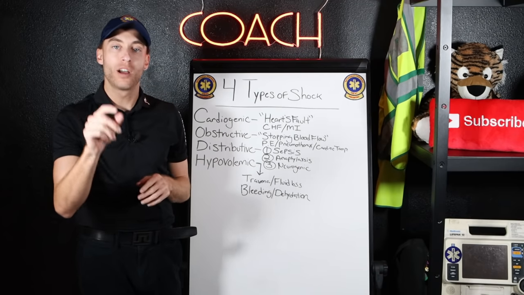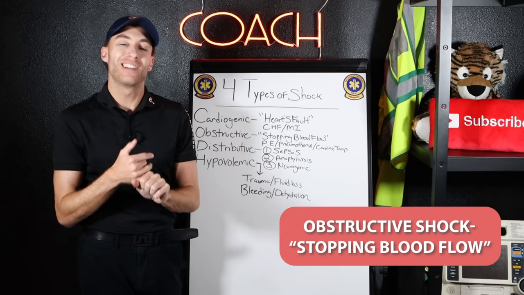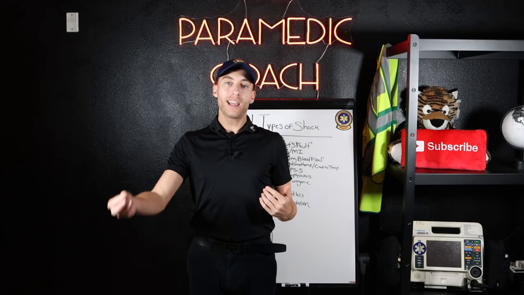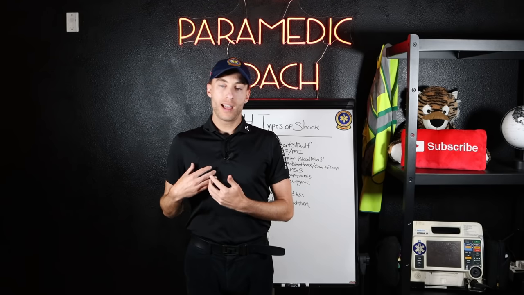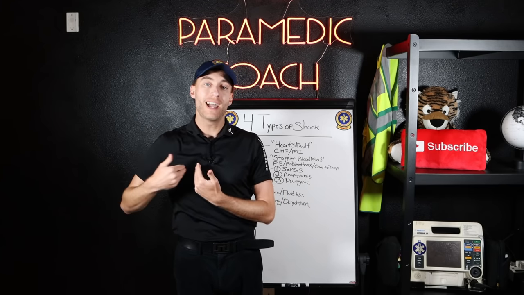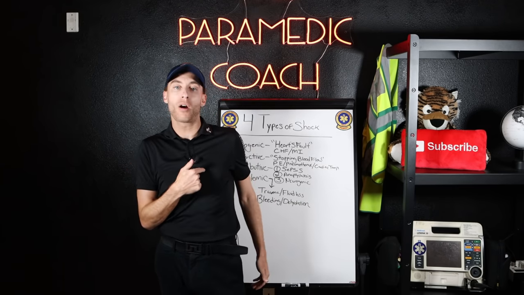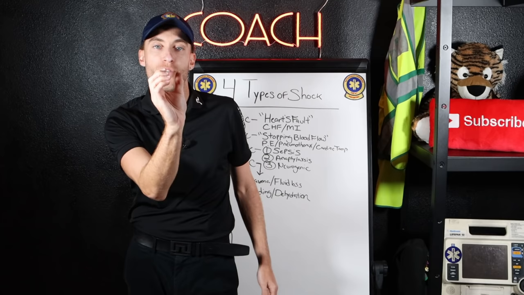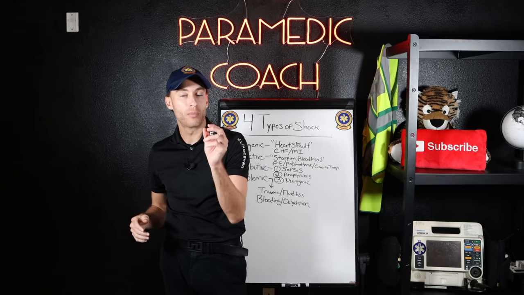Next thing we're going to talk about here is obstructive shock. With obstructive shock, that means there's a stopping of blood flow in the body. Now let me explain. If I get shot in my right chest, my lung is going to collapse. And why is it collapsed? Because there's air from the outside world entering here, pushing on the lung, pushing the pressure over. What's over here? My heart. Well, if the pressure pushes on my heart, it's going to fail as a pump, which is going to stop blood flow. That's obstructive shock.